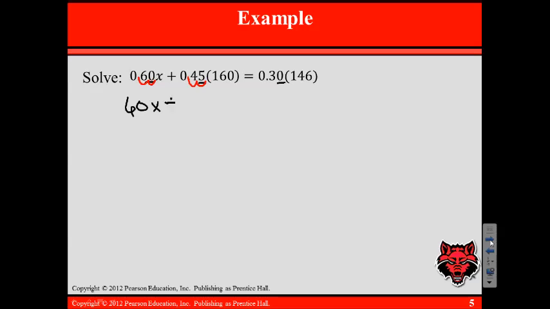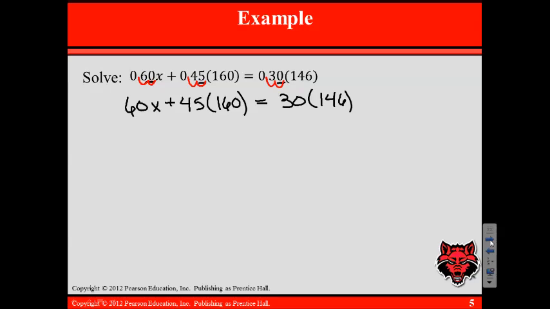That becomes plus 45 times 160. Now this will only affect the decimals. It will not affect the whole numbers. The last decimal, 1, 2. So we bring down our equal sign. This equals 30 times 146.